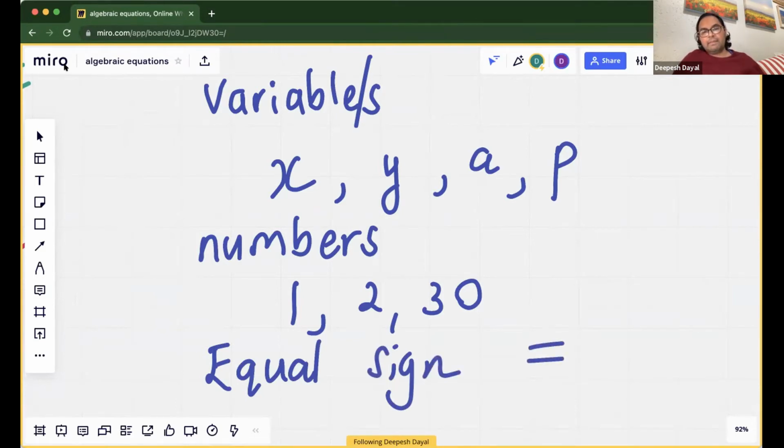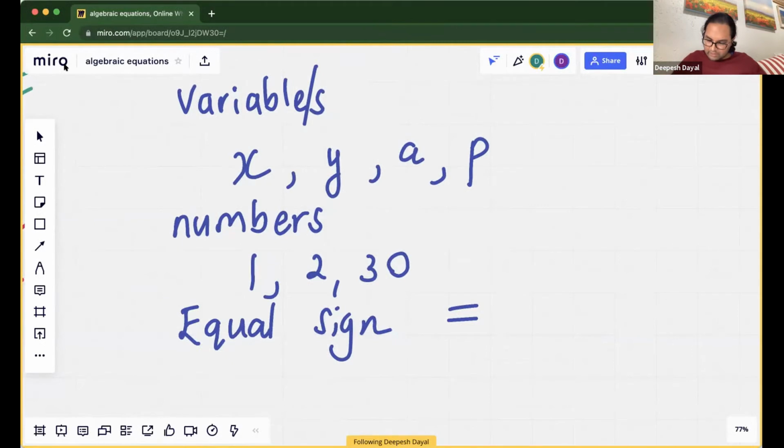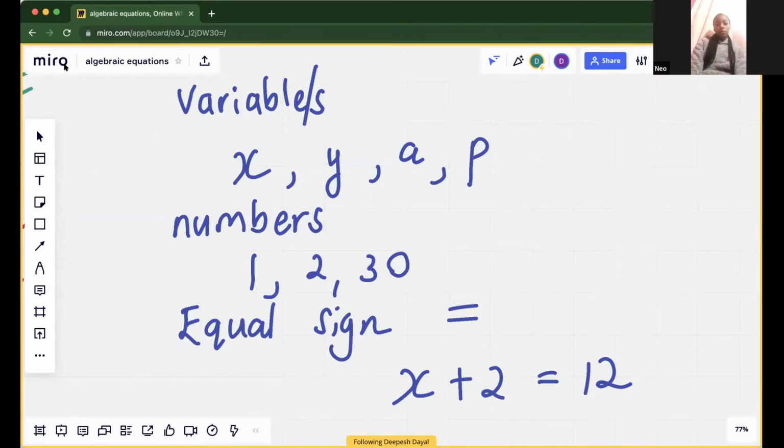And these help us to form an equation. So we take the variable and the numbers and the equal to sign, and it ultimately forms an equation. So we get x plus 2 equals 12. And yeah, that's an equation. So these all go together to form an equation, right? Okay. So do you all understand how to form the equations?